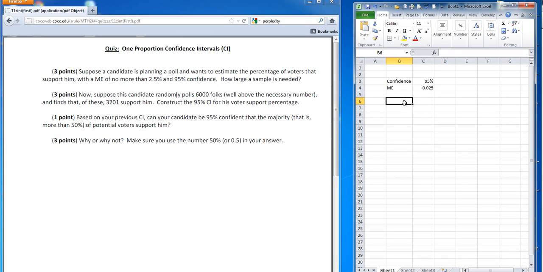Let me test my norm inverse. I think this is the one I want to use. Inverse returns the inverse of, I think this is the one I want. And then I'm going to put the probability. This is not going to make a whole lot of sense right now, but I'll explain it in a second. Yep, that looks approximately like the correct number.